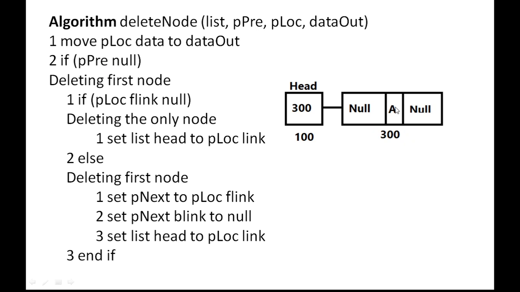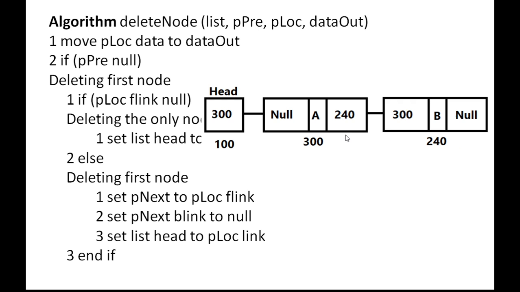p3 null means we are focusing on the first node. Only question is whether it is the only node or it's a first node. So if its forward pointer is null, then it is first node and only node, and then we have to just do this one step: set list head to p location forward link. It's not a link, it should be forward link. So it will just be replacing the head with the null value.